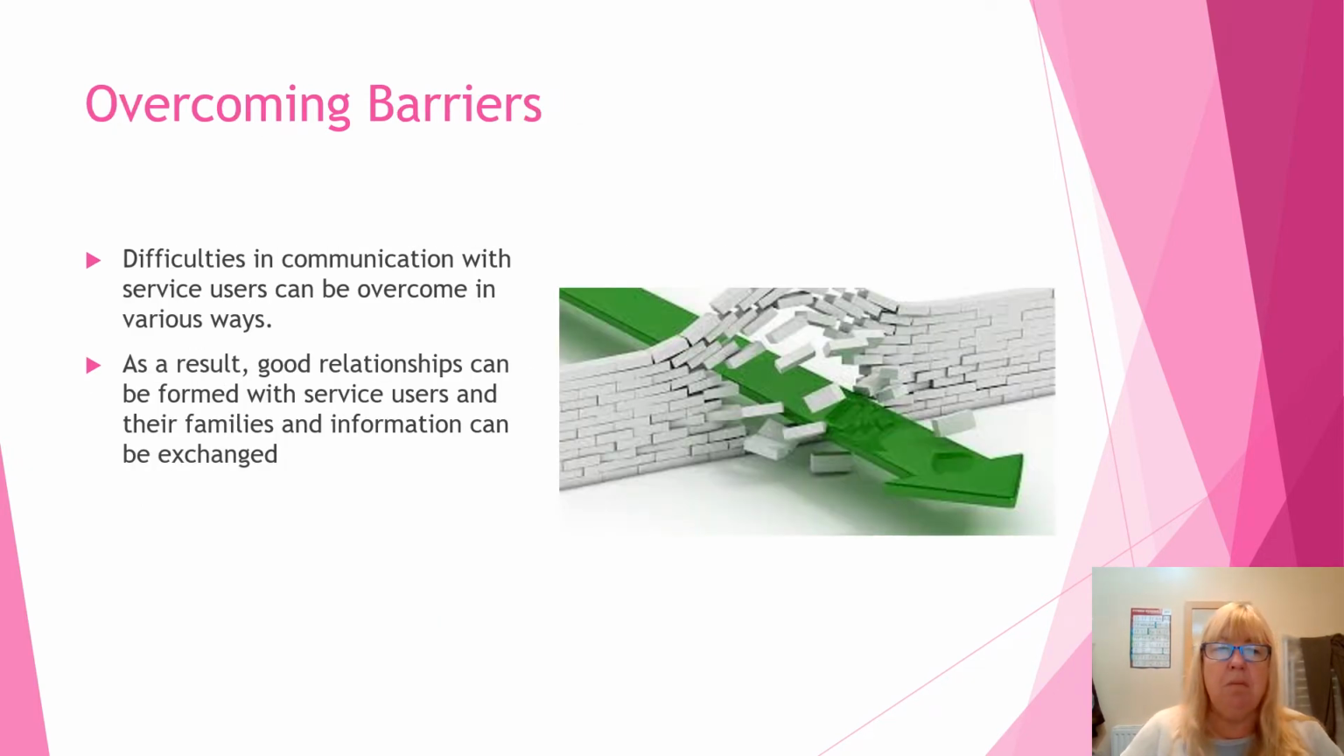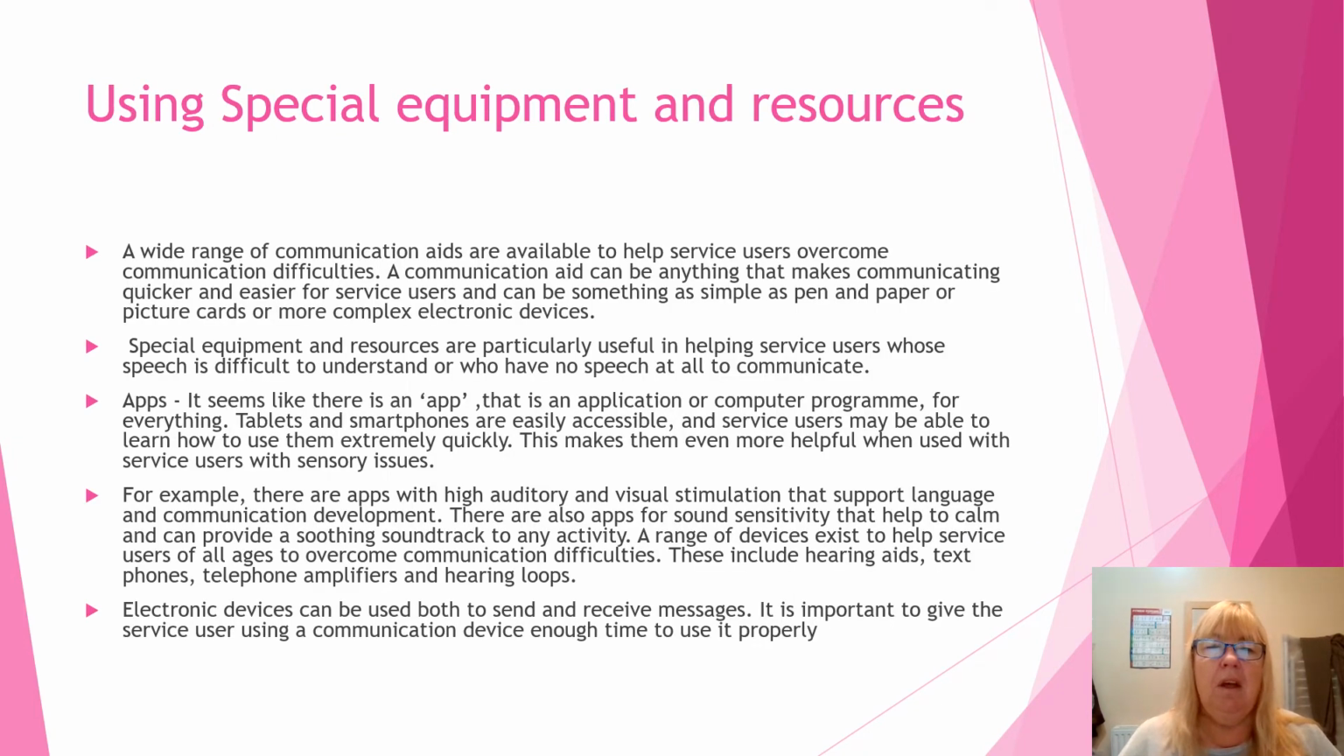So how do we overcome these barriers? We know we want to. We're really looking at specialist interventions here, not the normal day-to-day things we do to overcome barriers, okay? Not the stuff that you've focused on in your level 3. So using specialist equipment, there's a wide range of communication aids, and that can be as simple as a pen and paper, or it can be quite a complex electronic device. It could be an ordinary tablet or your phone, or it could be a specialist machine.